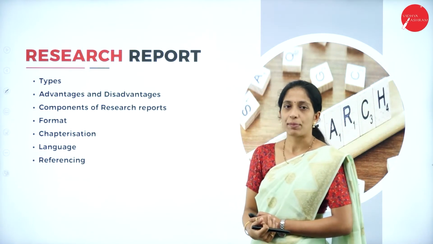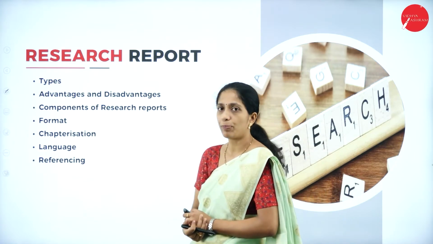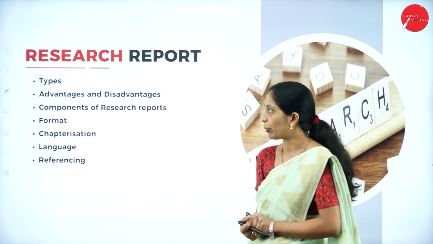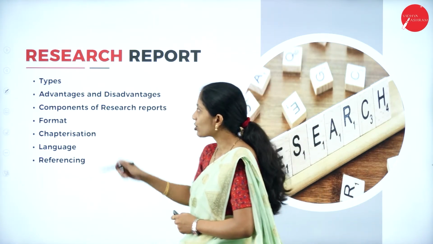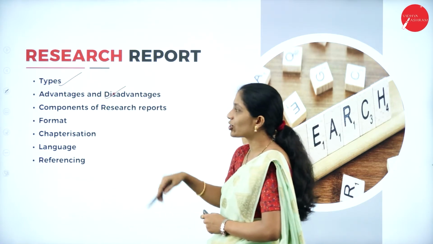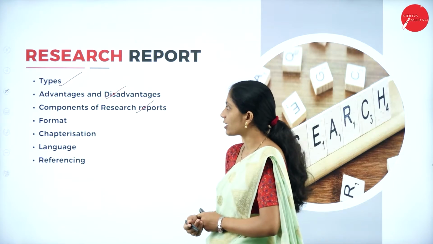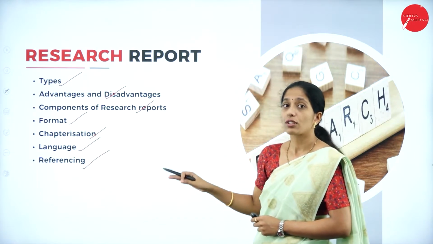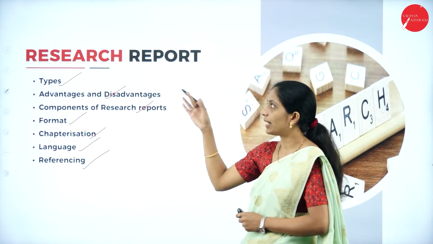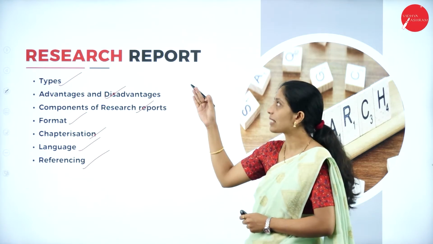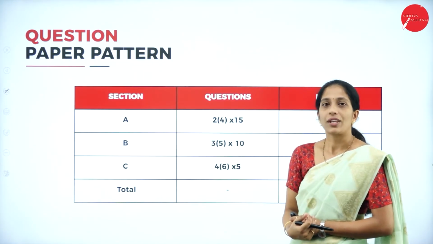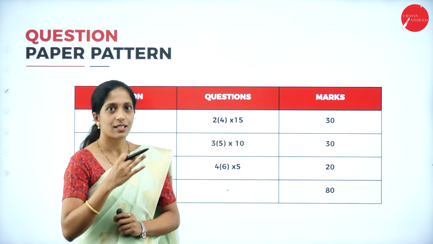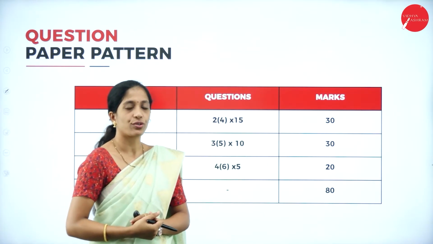Next, the last unit is the research report. You have collected the data, analyzed the data, now you have to prepare the research report. That you learn in this particular unit. So you learn about types of research report, advantages and disadvantages, components of a research report, format, chapterization, language, referencing. So these are a few important concepts you are going to learn under this particular unit, that is unit 6, research report. Now we have seen all the units that come under your 5th sem BCom, that is business research methods. So what are the units you are going to discuss?